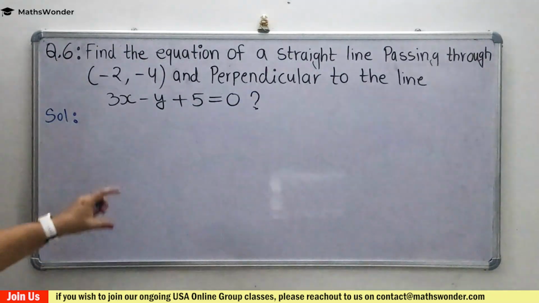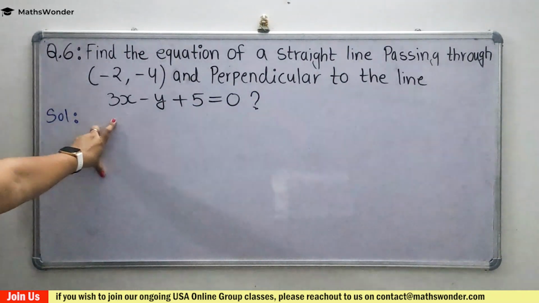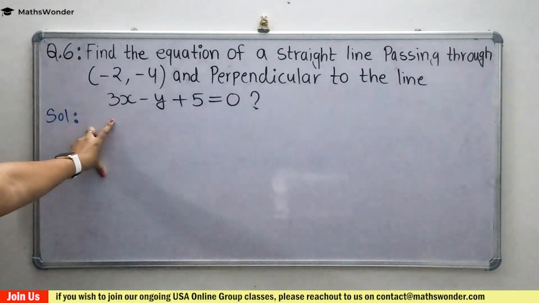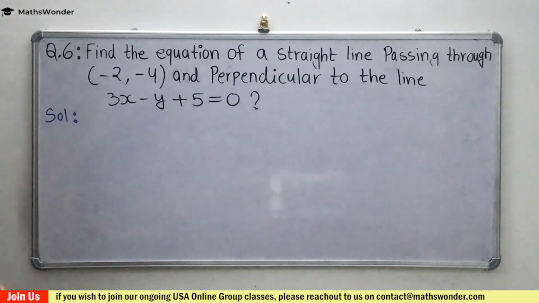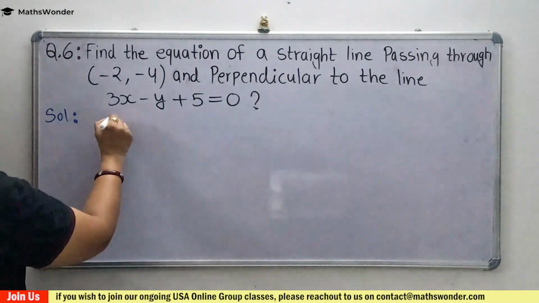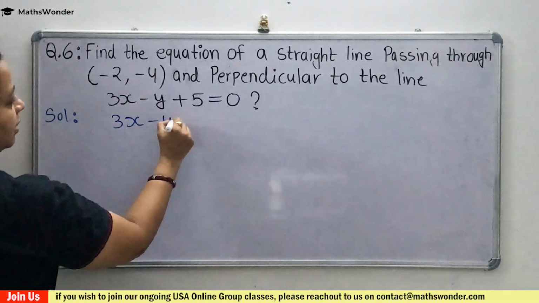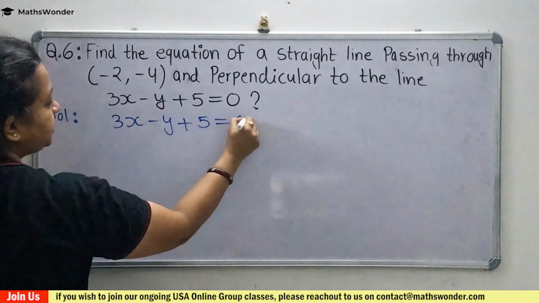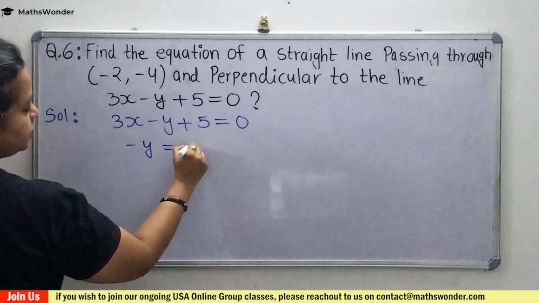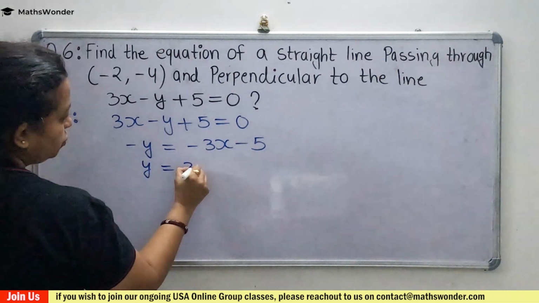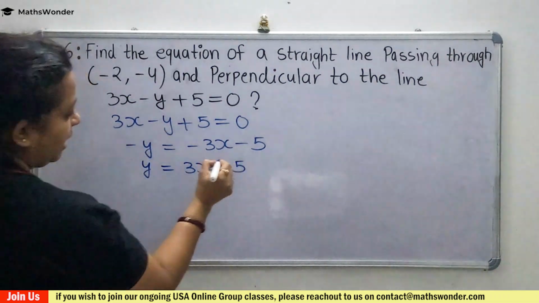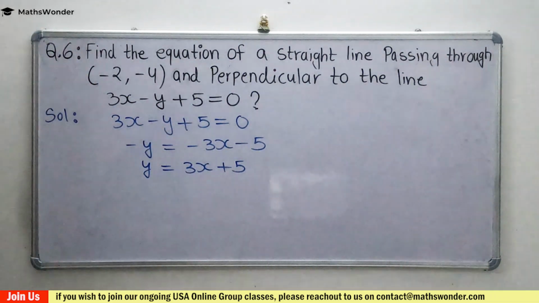So the sixth question is: find the equation of a straight line passing through -2 and -4 and perpendicular to the line 3x minus y plus 5 equals 0. First of all, you will convert this equation into y is equals to mx plus c. So negative y is equals to negative 3x negative 5. So y is equals to 3x plus 5.